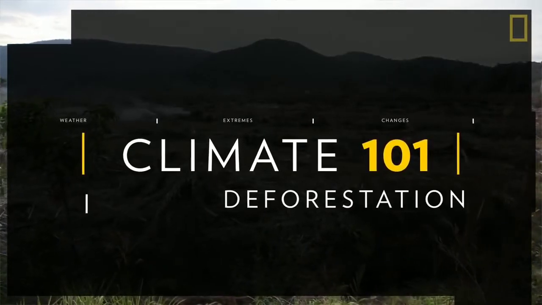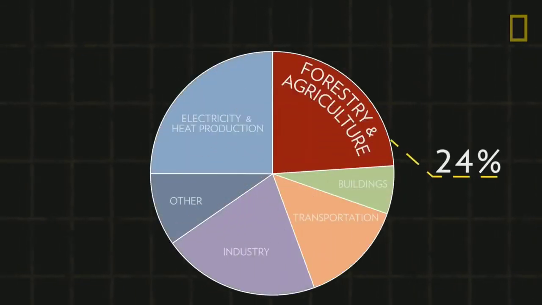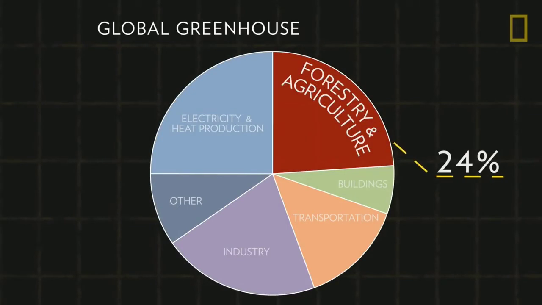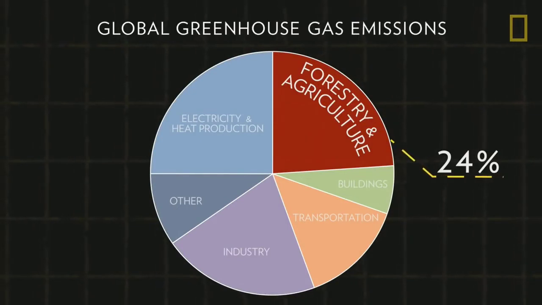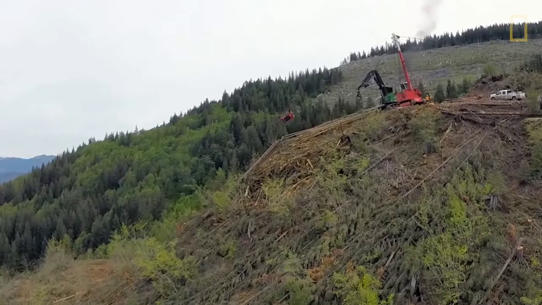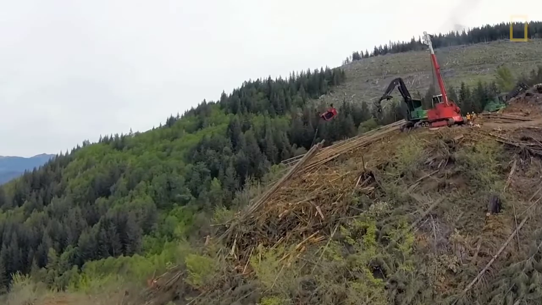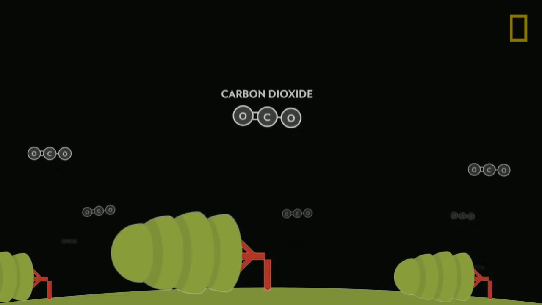Why should we care about deforestation? Together, forestry and agriculture are responsible for 24% of greenhouse gas emissions, making deforestation a significant contributor to climate change. Deforestation impacts the amount of greenhouse gases in the atmosphere in two ways. First, when trees are felled, they release the carbon they are storing into the atmosphere.